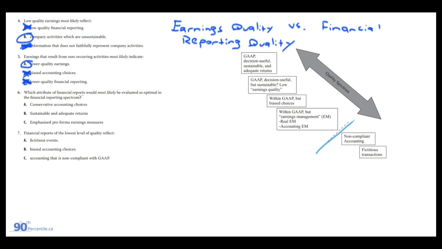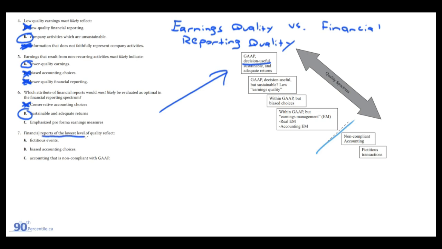Next, which attribute of financial reports would most likely be evaluated as optimal in the financial reporting spectrum? So conservative accounting choices, this is related more to biased choices here. Could even be down here in earnings management, depending on how aggressive they are. And here we have sustainable and adequate returns, which is, yep, right up here at the very top with, once again, good earnings quality and then hopefully some decision useful accounting assumptions, which makes the financial reporting quality high as well.